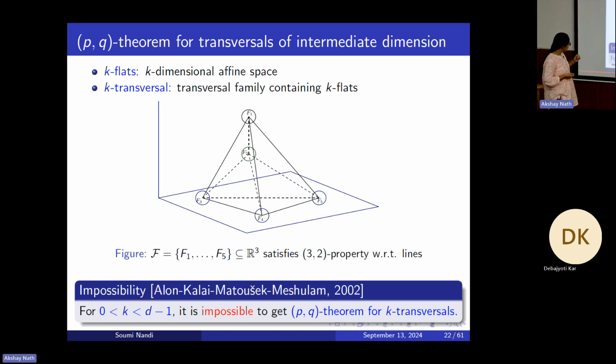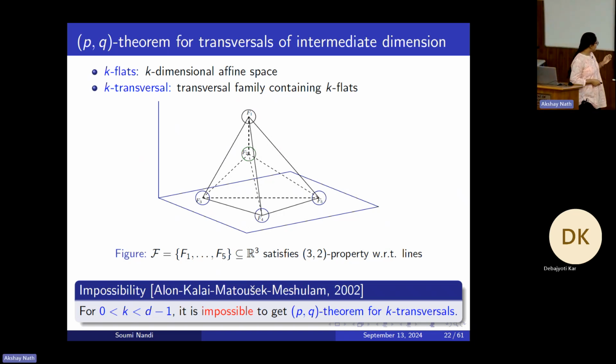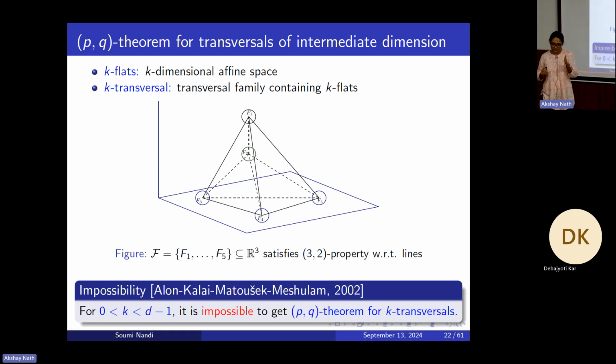Interestingly, Alon, Kalai, Matoušek, and Meshulam proved that no (p,q) theorem is possible for k-transversals, where k lies between 0 and d minus 1. That is, k is not points or hyperplanes. And for those transversals, we cannot find any (p,q) theorem.